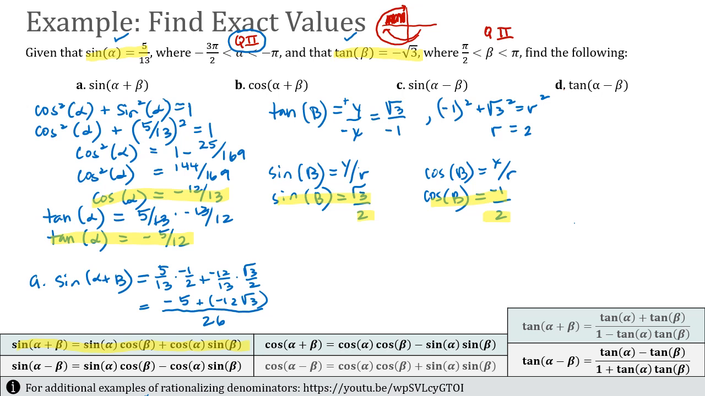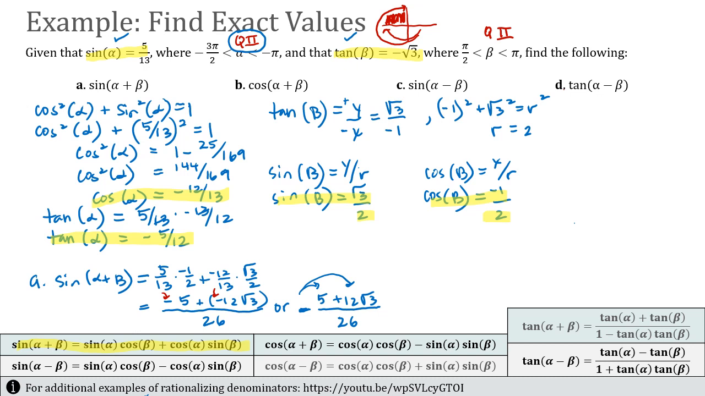I will tell you that with the double negatives here, one thing that I could do, I don't have to, but I could pull a negative out and then just have 5 plus 12 root 3 on the top. That negative that's pulled out to the side does not belong to both the numerator and the denominator. If I wanted to multiply it back through, I would multiply it through to either the numerator terms or the denominator. So it would be equal. All right, so that's what the sine of alpha plus beta is.